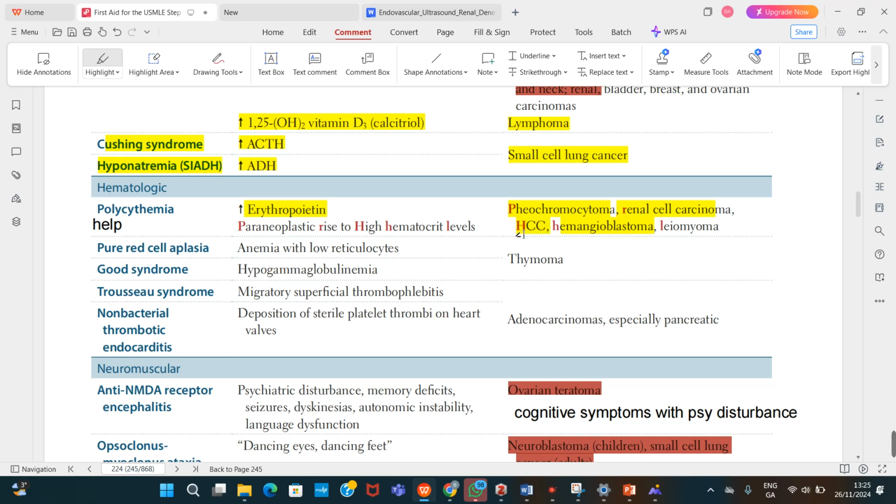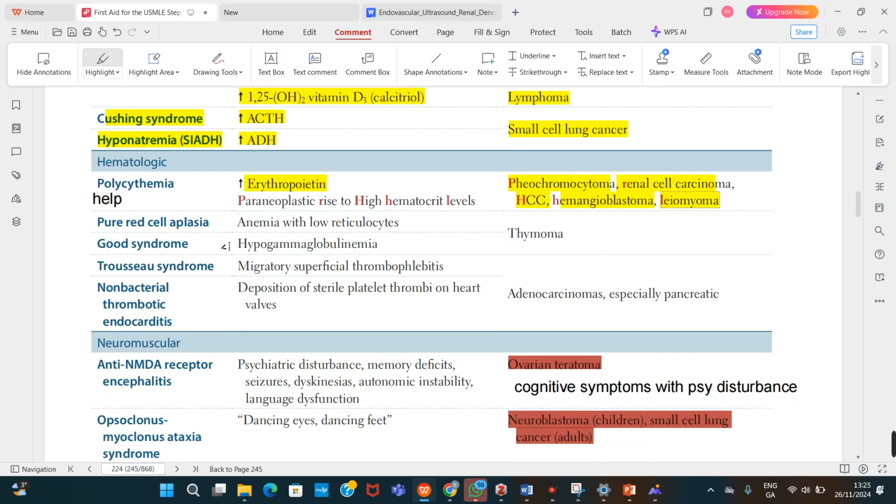Hepatocellular carcinoma too can elaborate erythropoietin. Some fibroids too can elaborate erythropoietin. So we also have pure red cell aplasia, which is anemia with low reticulocytes. If there's anemia, for example in hemolytic anemia, you expect your reticulocytes to start proliferating to compensate for that loss of red cells. But if you're having anemia with low retics, and you're thinking of a malignancy, it's likely going to be from a thymoma. Because it's pure red cell aplasia.